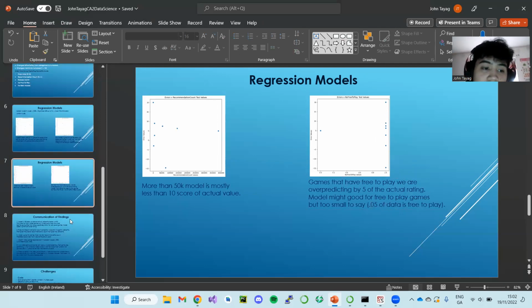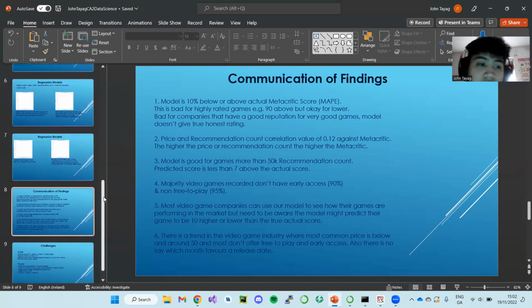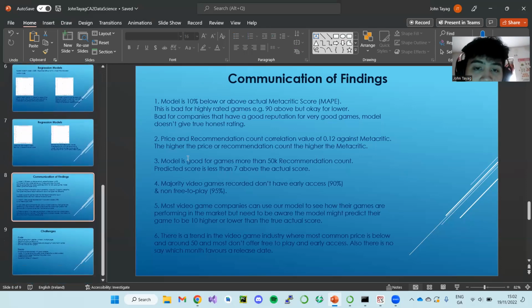My communication of findings is the model is, as I said, 10% below or above the actual Metacritic score. This is bad for highly rated games. Let's say the manager of Nintendo, if most of their games are 90 or above, then when he reports back to the CEO, it's going to say 81, 80, 81. But that's not right, and that's a big influence on his decision.